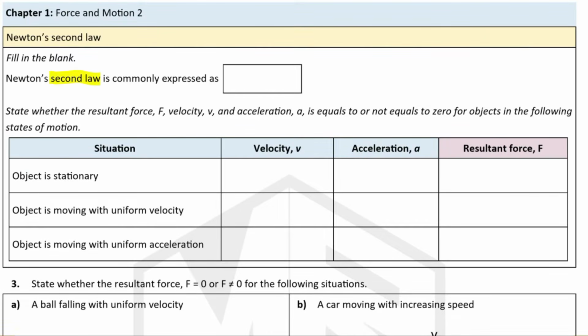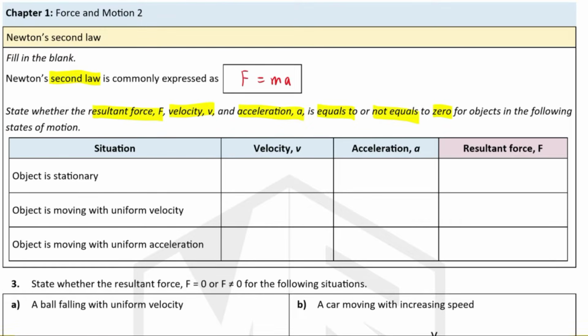Let's move on. Fill in the blanks. Newton's second law is commonly expressed as the second law of motion. F equals ma. State whether the resultant force F, velocity v, and acceleration a are equal to or not equal to 0 for the objects in the following states of motion.